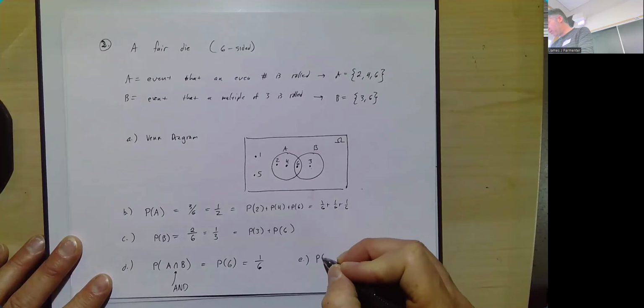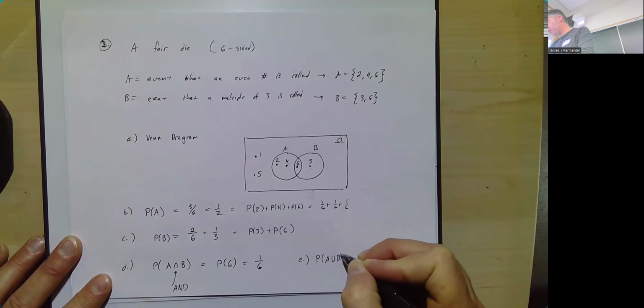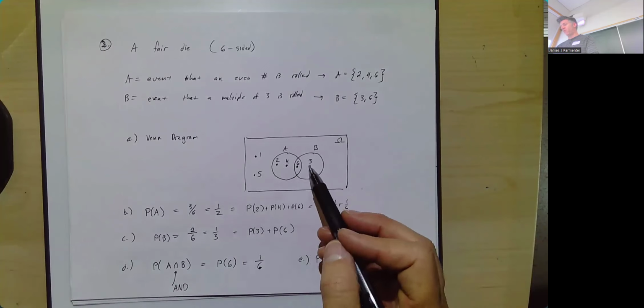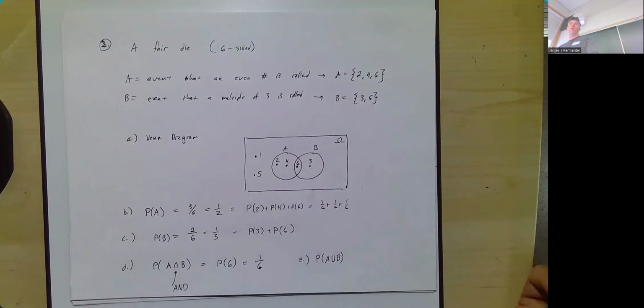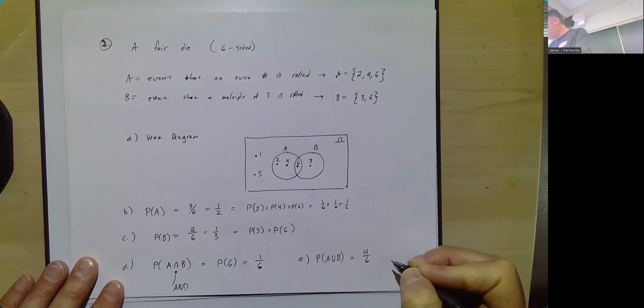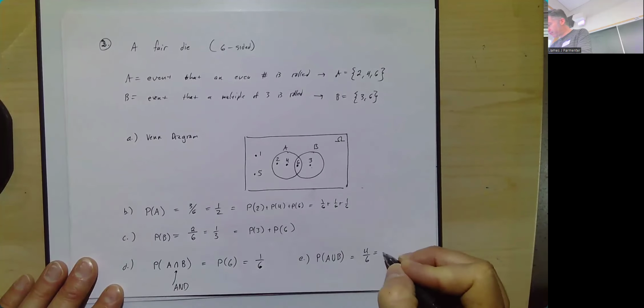The probability of A union B, union, good name for it because it looks like a U, is the probability of being either in A or in B. 4 out of 6. 1, 2, 3, 4 ways of being in either A or B or both. Which reduces to 2/3.